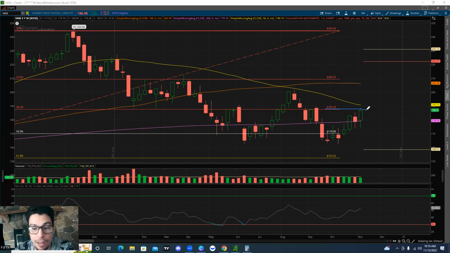This is our 38.2 retracement level right here. So, we wicked up, we touched that level, and we ended up coming back down. If we are able to get past this level, okay, we could be heading back up to 209 on IWM.